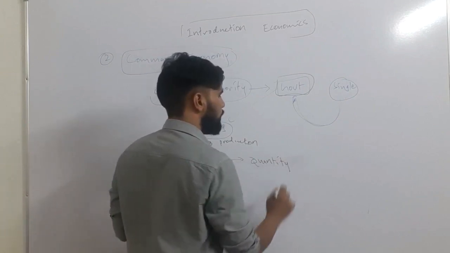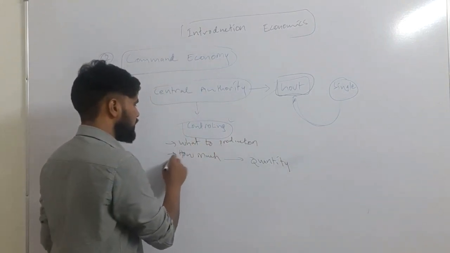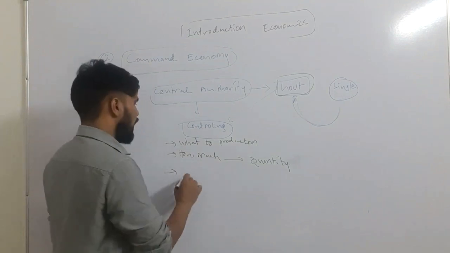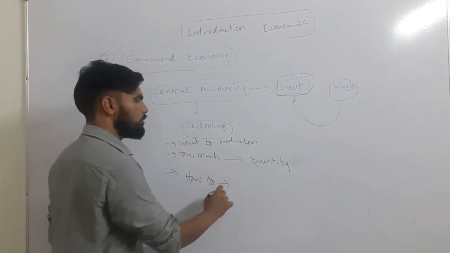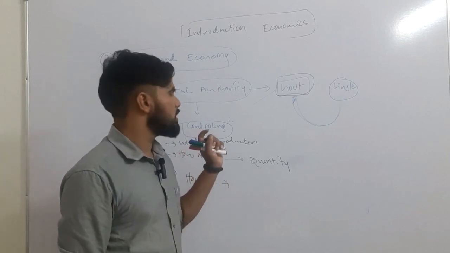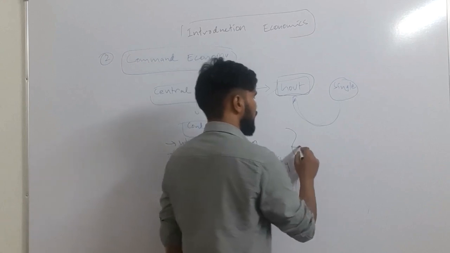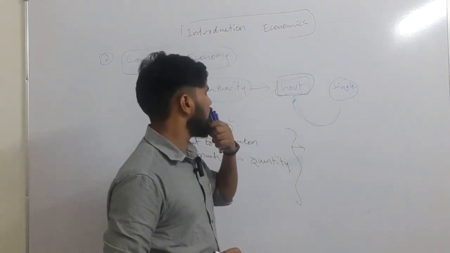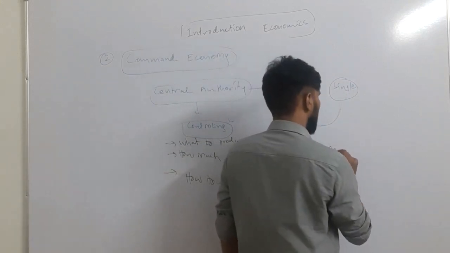Quantity will also be decided by the central authority. What to produce will be decided by the central authority, how much to produce will be decided, and how to produce them will also be decided by the central authority. So simply what it is conveying, we can define the command economy in other words also, that is, means of production.